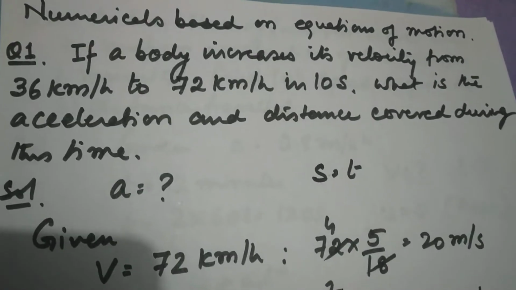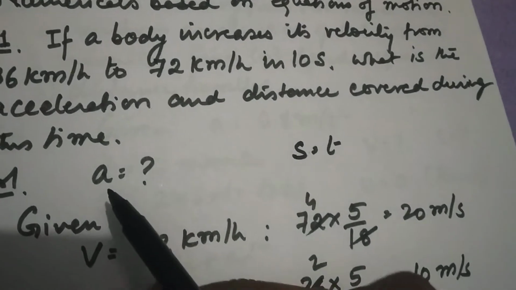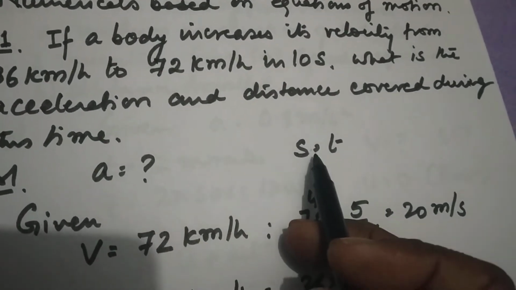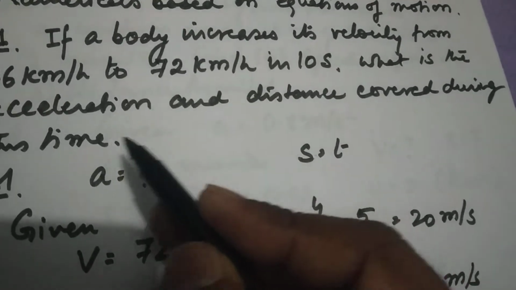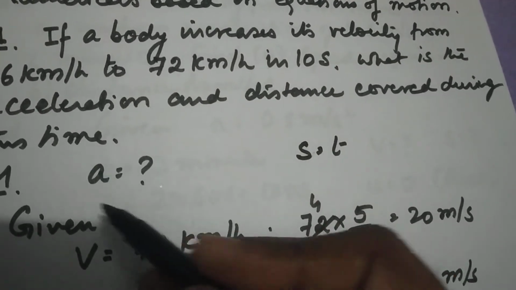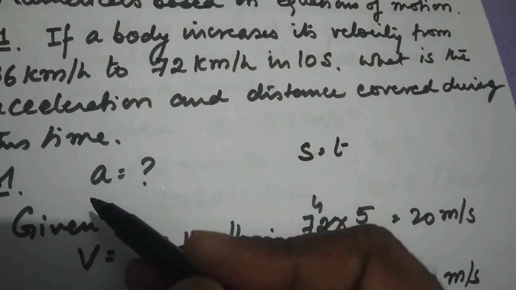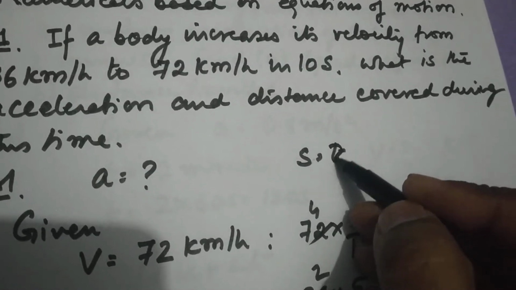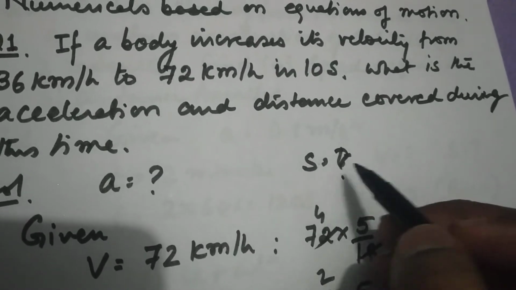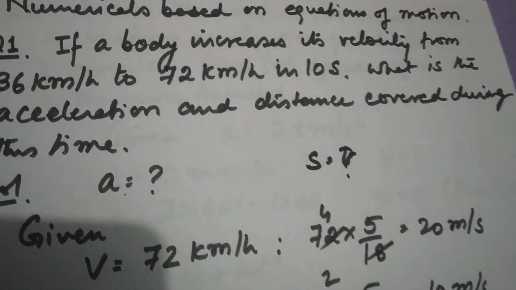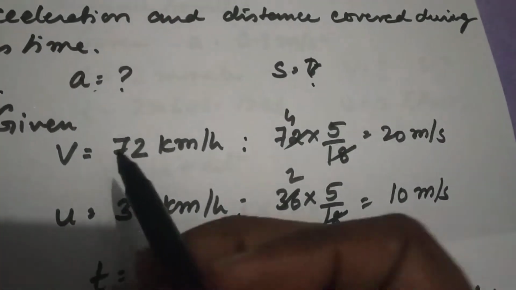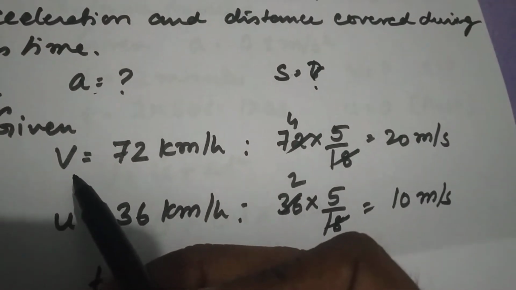Whenever we do the numerical, it's always suggested to write the known quantity and unknown quantity. In this question we have to find the acceleration and also the distance. They are the unknown quantities. After writing the unknown quantity, let's come to the known quantity.